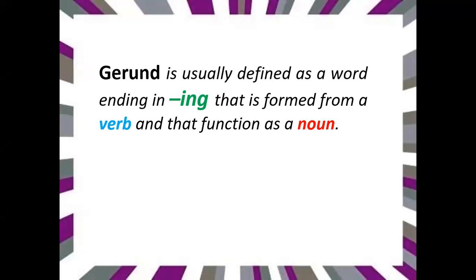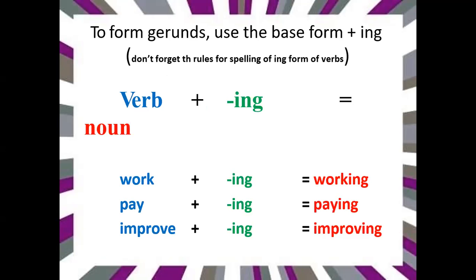Somebody wants to tell me in Spanish? ¿Qué comprenden? Que está formado por un verbo y la función es un nombre. Ok. El gerund es usualmente definido como una palabra que termina en ing, que es formado de un verbo y que funciona como un nombre. Ya veo que se me están durmiendo, muchachos. I'm worried about that.